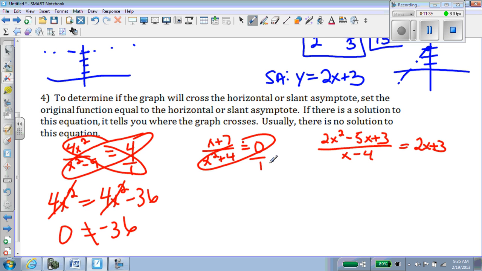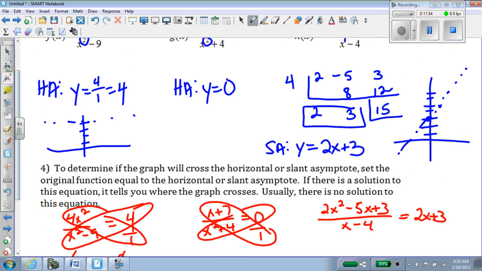In this case, we're going to get x plus 7 equals 0 times that 0. So x equals negative 7. So this graph, the middle graph, is going to cross its horizontal asymptote. It's going to cross it at negative 7. So somewhere, horizontal asymptote here. 1, 2, 3, 4, 5, 6, 7. Somewhere here, my graph is going to cross over that horizontal asymptote.